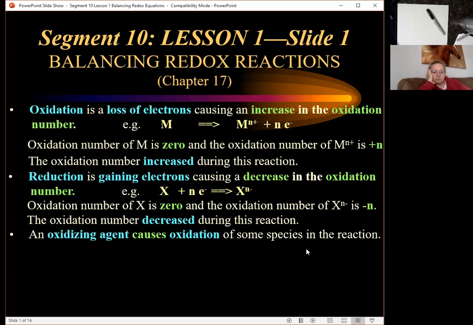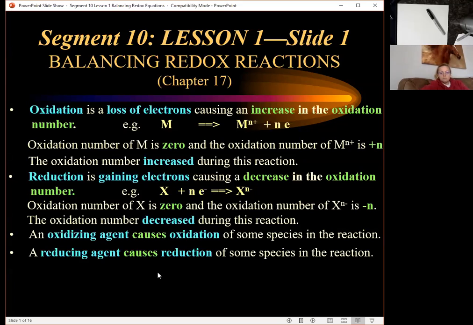Now, we also need to talk about oxidizing agents and reducing agents. Just like an insurance agent sells you insurance, an oxidizing agent sells you oxidation. It causes oxidation to take place. And of course, a reducing agent does the opposite, okay? Causes reduction to take place, or the opposite of oxidation to take place.